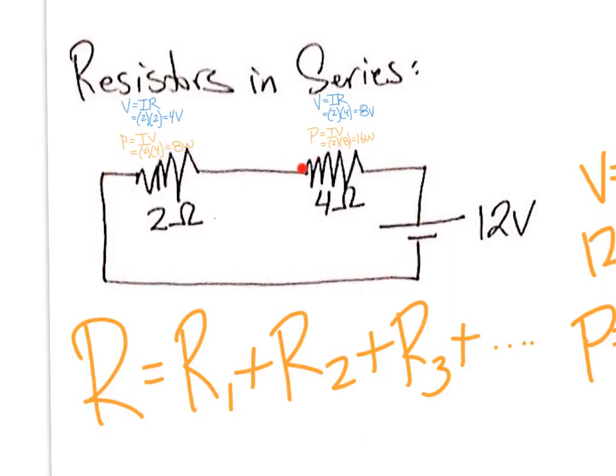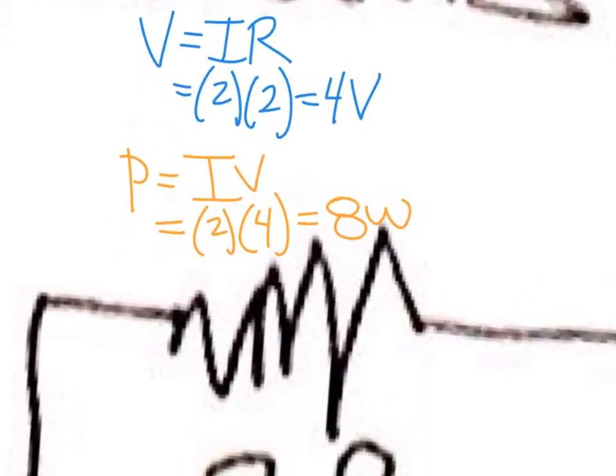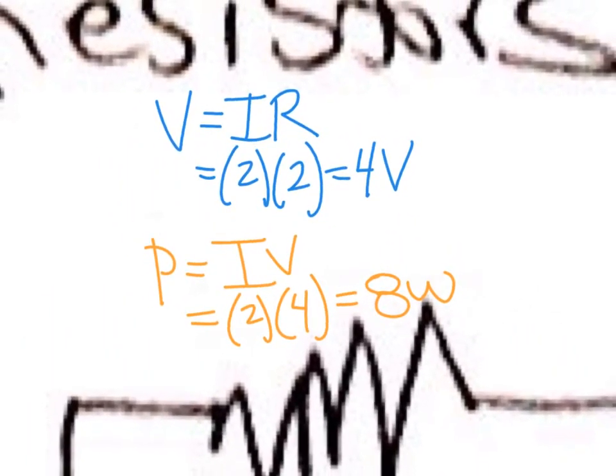So part of the 12 volts is used up here, part of the 12 volts is used up here, and by the time it gets through here, all of the 12 volts has been used up. So how much is used up here and how much is used up here? So this is the writing here. We already know that the current through the circuit is 2 amps.